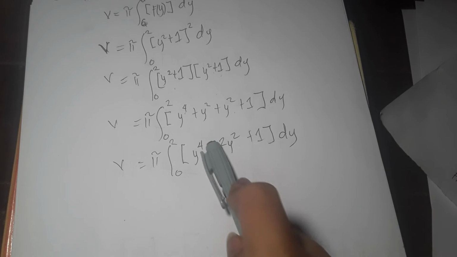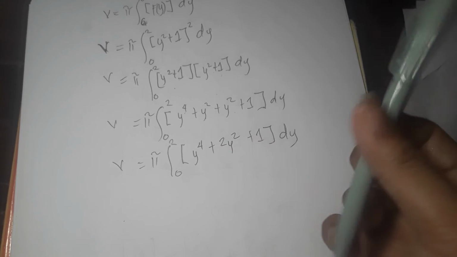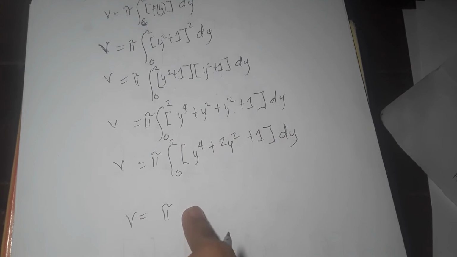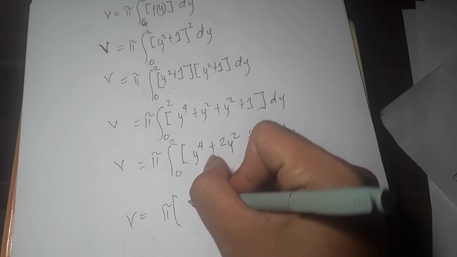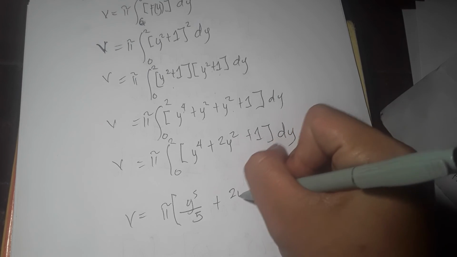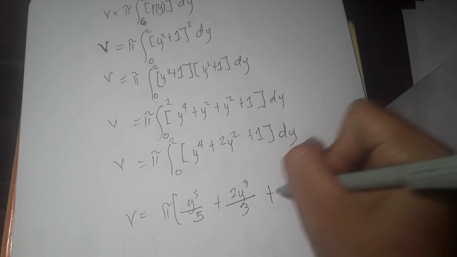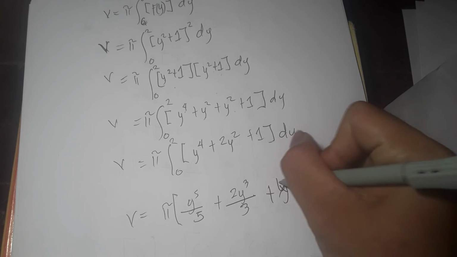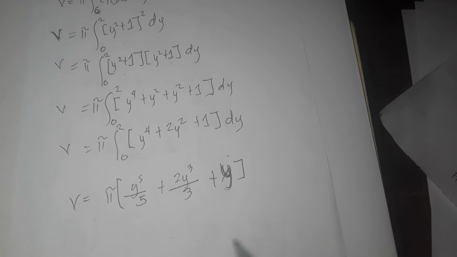So the integral of this function is equal to pi, the volume is equal to pi times y to the fifth over 5 plus 2y cubed over 3, and then plus y, because the function is in terms of y, so we need to put y as the antiderivative of a constant. So evaluated from 0 to 2.